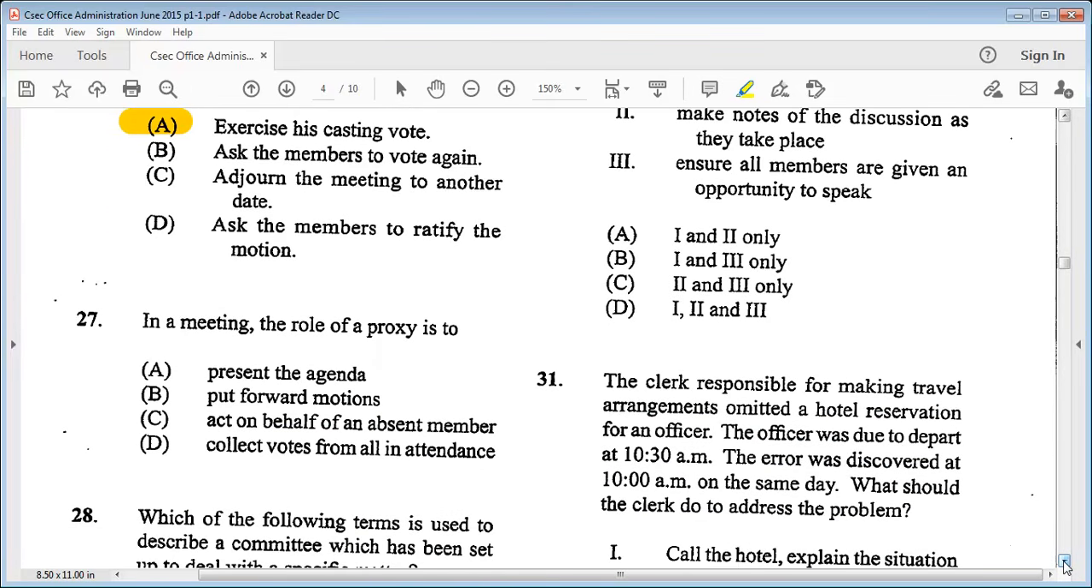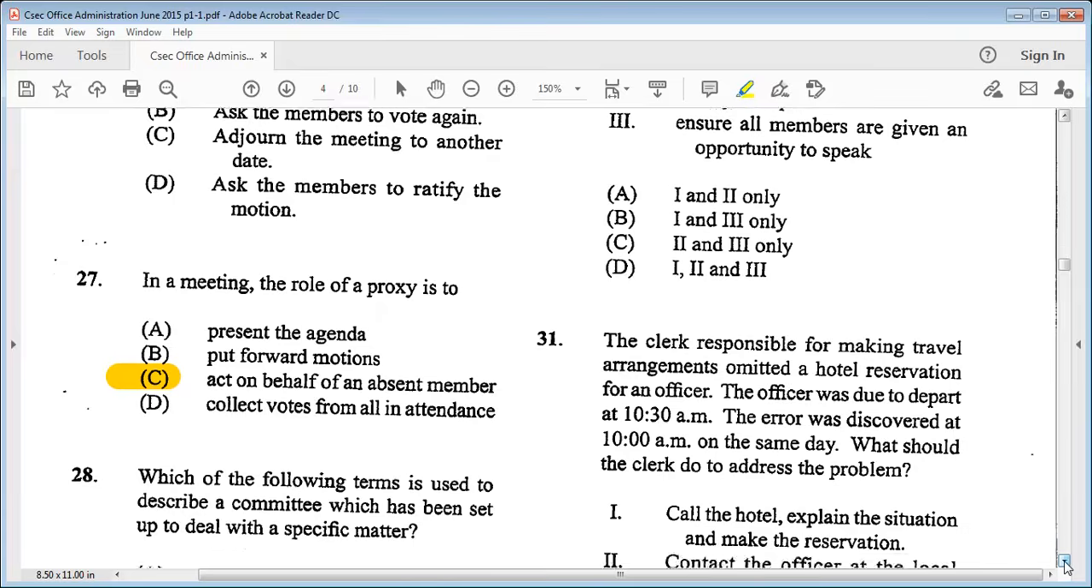Let's go on to question 27. In a meeting, the role of a proxy is to A. Present the agenda. B. Put forward motions. C. Act on behalf of an absent member. Or D. Collect votes from all in attendance. We know our answer would be C. To act on behalf of an absent member. That's the role of the proxy. Let's go on to number 28.